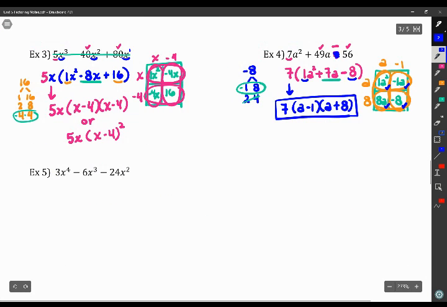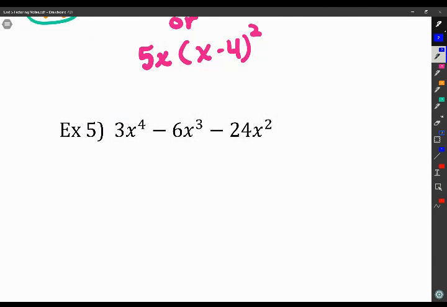There is one more we can go through really quick. Again, the same idea: what divides evenly into all of them. The smallest number is 3, and the smallest letter is an x to the second. 3 divides into 6 evenly and 3 divides into 24 evenly. And when I look at the smallest letter, it's an x to the second power, and so I'm going to divide that out.